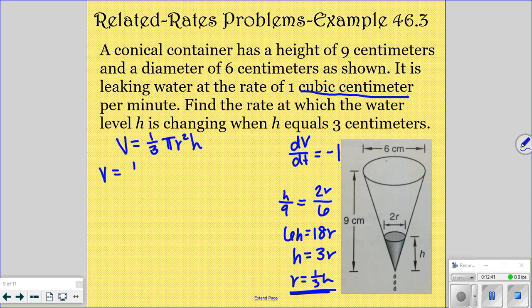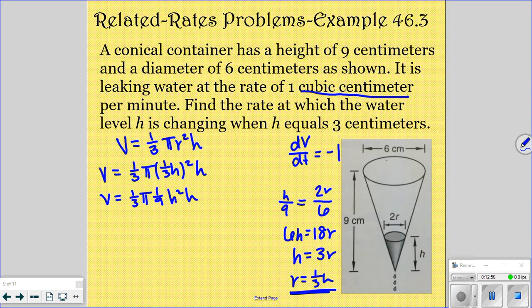So the volume is 1/3 pi. Instead of r, we're going to say 1/3 h, squared, times h. Now if we simplify that, 1/3 squared is 1/9, and then we have h squared times h. So that would be 1/27 pi h cubed. Now that we have it in terms of one variable, we'll take the differential.